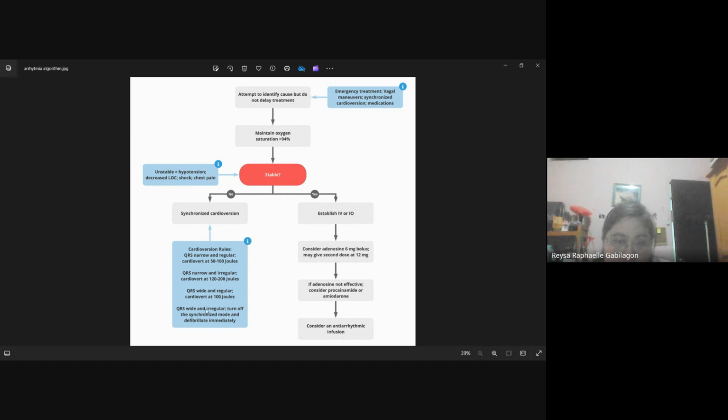So, nakadepende kung ilang joules. Depende sa QRS ng ating patient. So, makikita natin yan syempre sa ECG. So, this algorithm may be used during emergency cases. Kasi kung nakikita natin here, IV or IO yung ibibigay na drug if the patient is stable. But if not, syempre we have here synchronized cardioversion. However, we have rules na ginagamit ng ating mga physicians for this one sa cardioversion. Okay, anyway, sa pharma, again, we have adenosine here, and then the use of other drugs like procainamide and amiodarone if not effective yung unang binigay na drug. Okay, so this is an example of an algorithm for our cardiac arrhythmia.